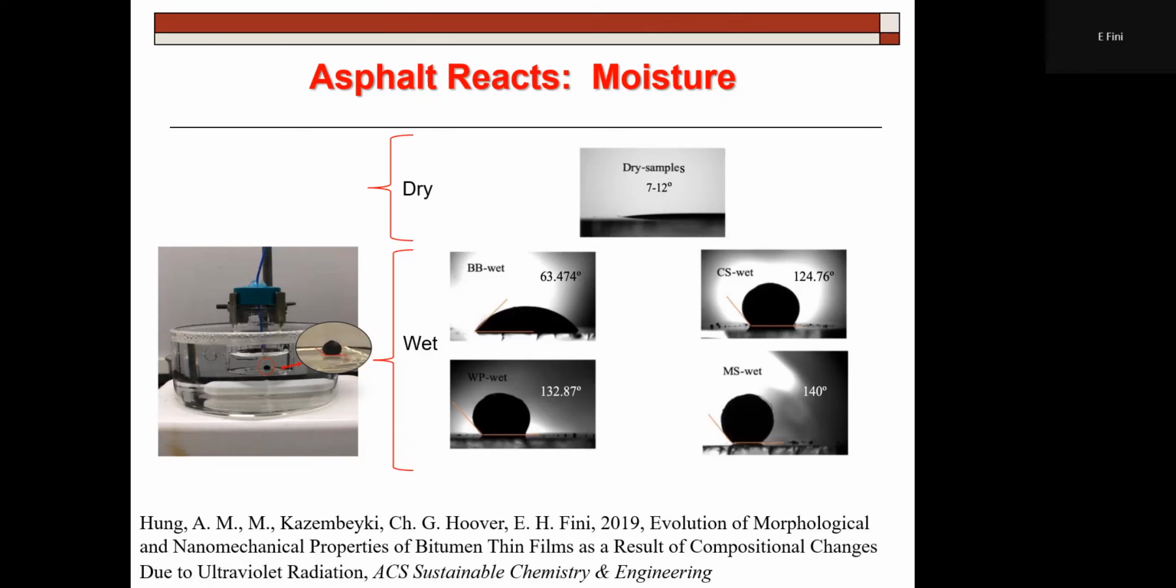So I'm showing you different test methods to evaluate moisture susceptibility of the bitumen. But then even if you know that the bitumen is moisture susceptible and it's going to have problems down the road, what would you do? Because we as engineers, we don't just look at the problem, we always look for solutions.